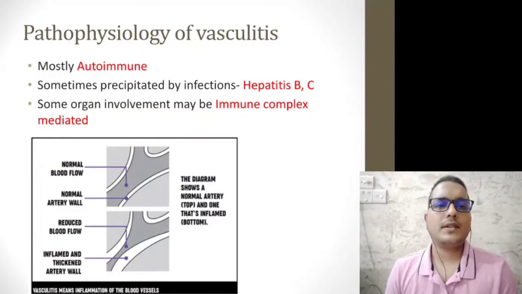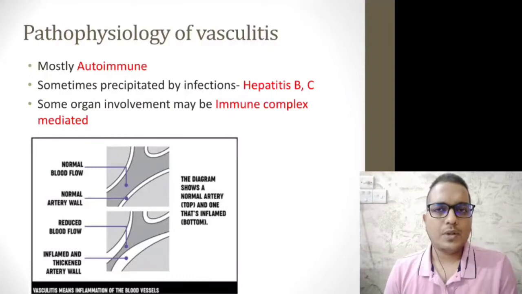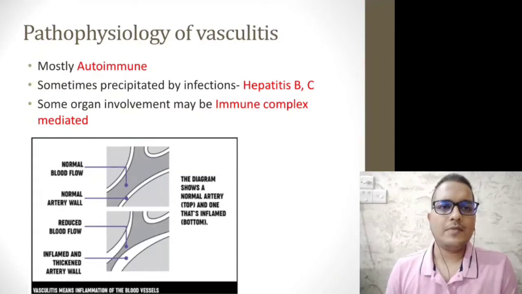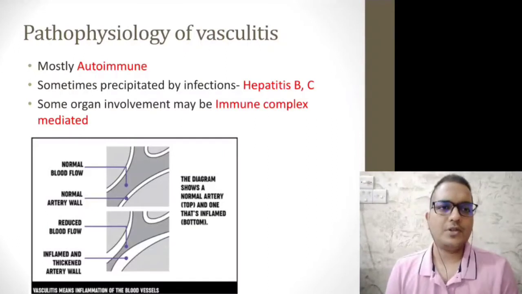So at first we need to discuss the pathophysiology of vasculitis. What is it? The inflammation of the vessels is named vasculitis. Mostly this vasculitis is an autoimmune disease, and sometimes we may find some association with hepatitis B or hepatitis C. And sometimes some organ involvement may be found due to the immune complex deposition. So in the autoimmune diseases, there is formation of antibodies, and these cross-react with the self-antigens, and this immune complex may traverse the whole body, and that can cause immune complex deposition and immune complex mediated inflammation.